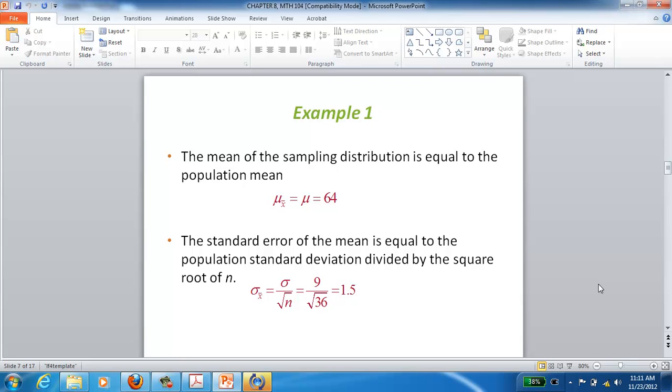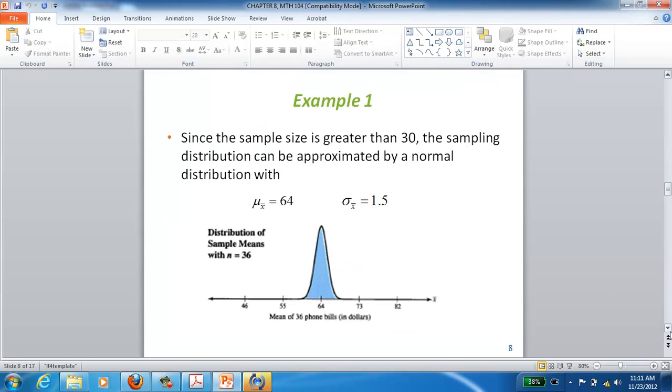In this case, the mean of the sampling distribution is equal to the population mean. So mu x bar is equal to mu is equal to 64, and the standard error is equal to sigma over square root of n. That means 9 over 6, where 6 is the square root of 36. So 9 over 6, 1.5. And again, because the sample size is greater than 30, the sampling distribution can be approximated by a normal distribution with a mean of 64 and a standard error of 1.5.